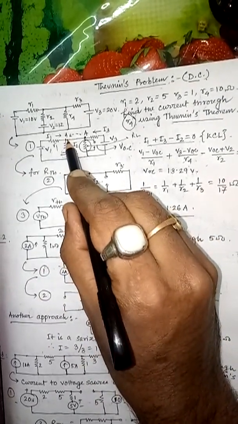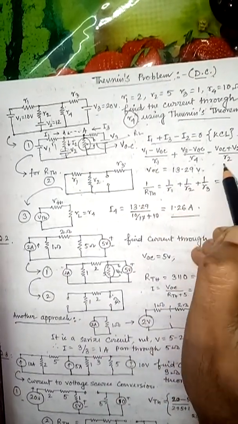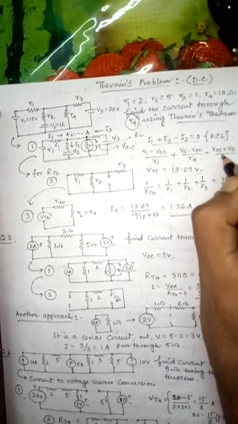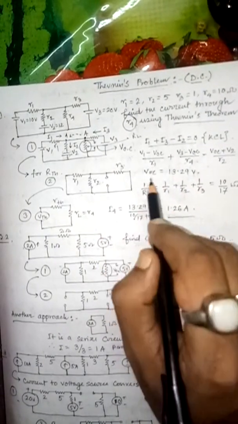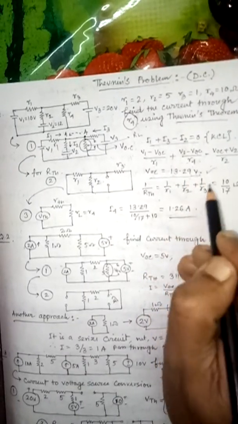So VOC minus V2, but here is a minus common, so it is minus VOC plus, or you can write it with a bracket having this minus. So every value is known to you. Finally you will be calculating, this is 13.29 volt.